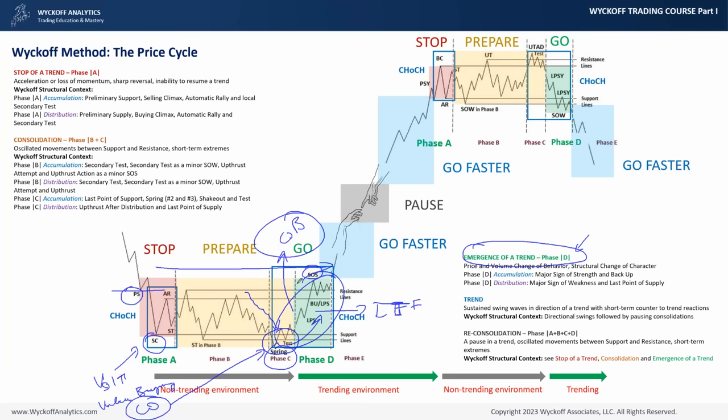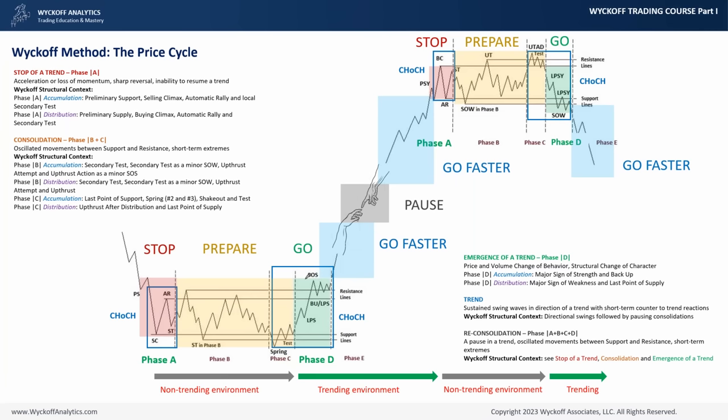And then the final test, the backup action at the area of the resistance, and the confirmation of the established uptrend comes with the final breakout, local breakout above the area of the backing up action. Once we're done with the uptrend, the logic of how institutions operate in the distributional area is going to be somewhat the same. First, as I mentioned, the value sellers are going to come, and they're going to sell into the strength of the uptrend.